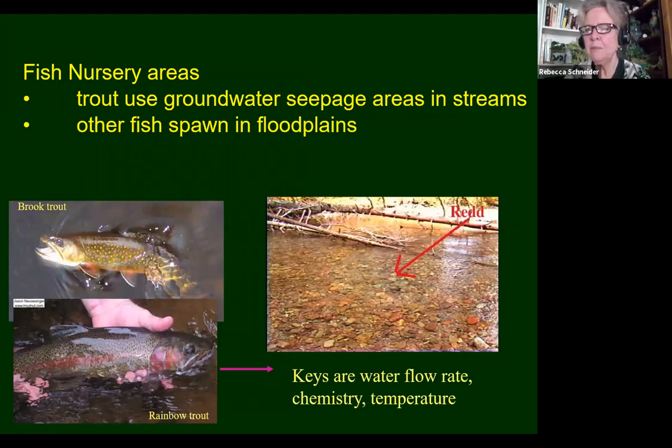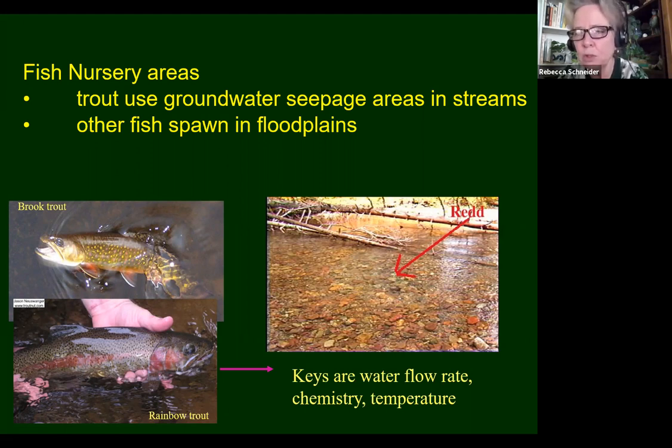A couple other pieces to know about streams. Groundwater seeps up into the streams, as we said. A good number of fish depend on that groundwater. They actually use it as sites of reproduction. They're called redds. Trout use these groundwater seepage areas. That's where they lay their eggs, where the groundwater is seeping out.